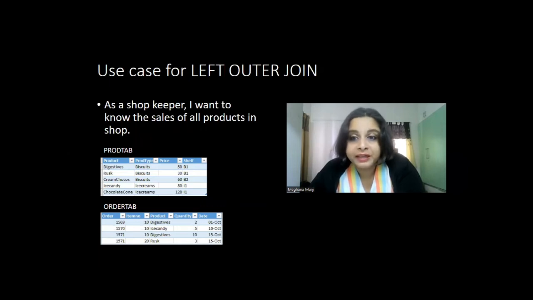Now, I always say that if you have to understand business logic and if you want to write some select queries, etc., you should go to a grocery shop. So here is the use case or example. As a shopkeeper, I want to know sale of all the products in my shop. Now, I have two database tables, prod tab and order tab. In the prod tab, I have product, product type, price, and shelf on which the product is available. And in the order tab, I have order, item number, the product quantity, and date.